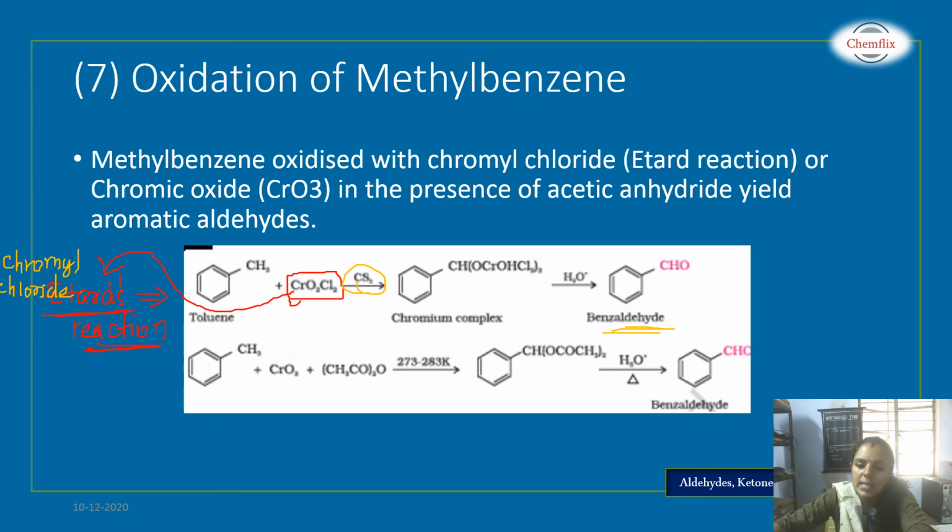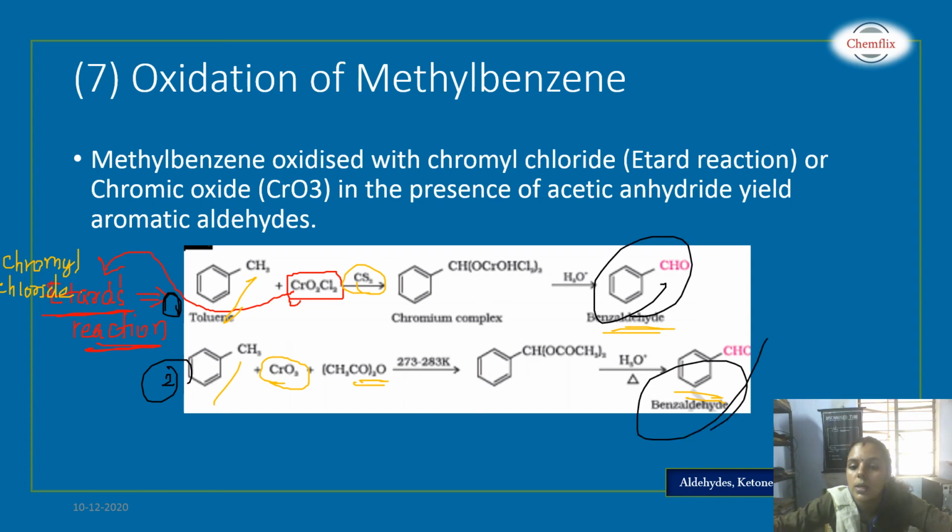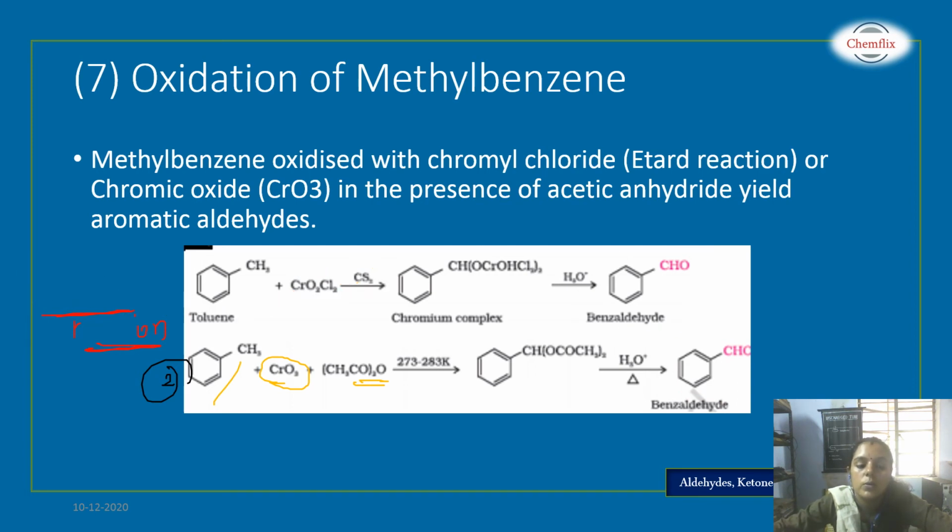And then another technique, which is not called Etard's reaction, but is an oxidation: you can oxidize this methyl benzene by using chromium oxide in the presence of an anhydride. You will get the corresponding benzaldehyde. So that is oxidation of methyl benzene, how you can prepare aromatic aldehyde. You can see two methods here, and by oxidation of methyl benzenes, you will get benzaldehyde. Clear?